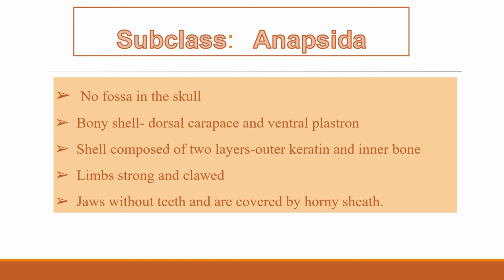Turtles and tortoises are reptiles in bony boxes. The shell or the box consists of a dome-shaped roof called carapace and a flat plastron. The shell opens both in front and behind, and the body is divided into head, neck, trunk, and tail. All parts of the body can be withdrawn within the shell during defense. Limbs are strong and clawed. Limbs are normal or paddle-like. The jaws lack teeth and are covered by a horny sheath.